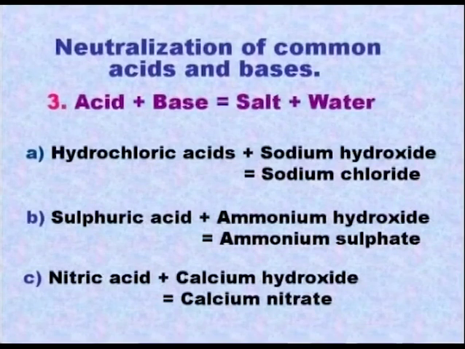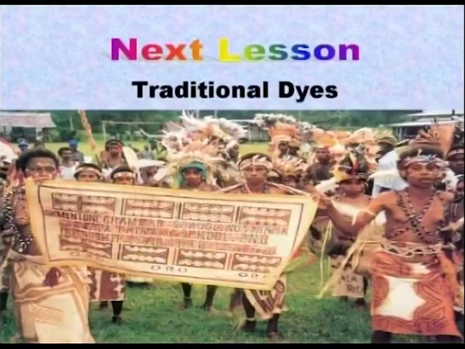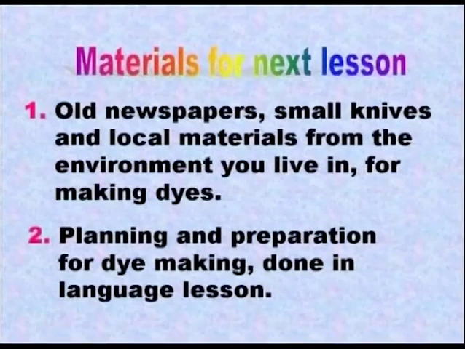Our key phrase for this lesson is neutralization, and it's of concentrated acids and bases. Our next lesson is going to be on traditional dyes. Teachers, you have been reminded in a previous lesson, so I hope you've got your students to do the planning and preparation for this demonstration on traditional dyes in the next lesson. Okay, materials, you have to have all those there, as well as planning and preparation done by the students for the next lesson. And with that, thank you, class, the receiving students, for your participation.